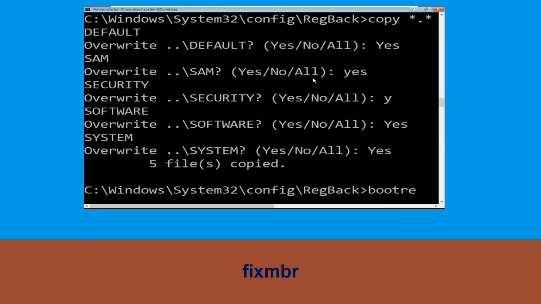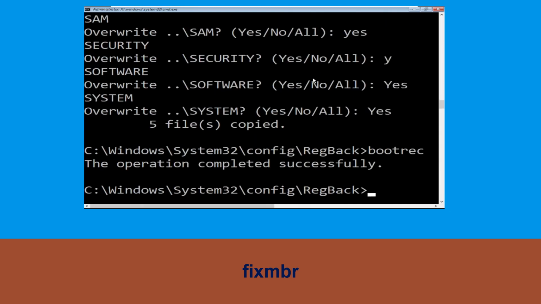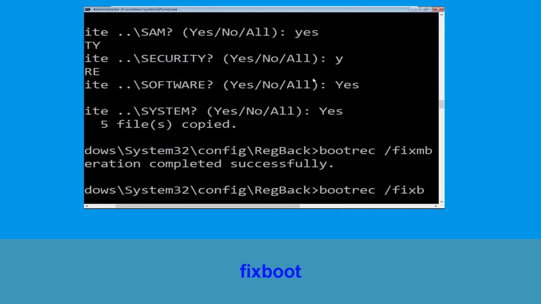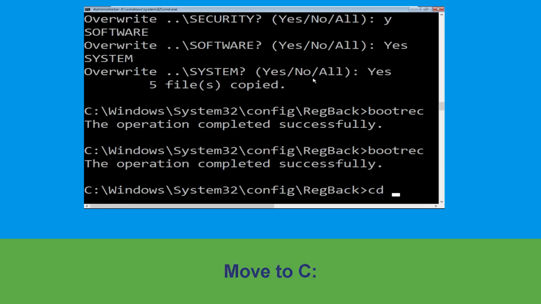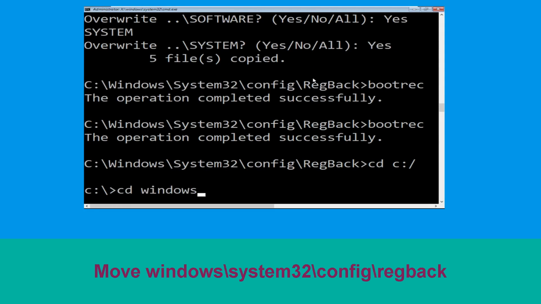Now execute this command. Type bootrec /fixmbr and simply hit enter. Type bootrec /fixboot and hit enter. Type cd c:\ and hit enter. Now type cd windows\system32\config\regback and hit enter to execute.